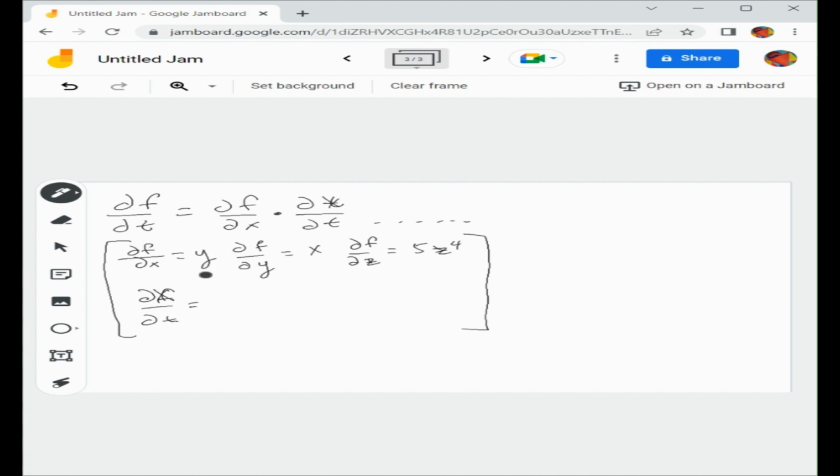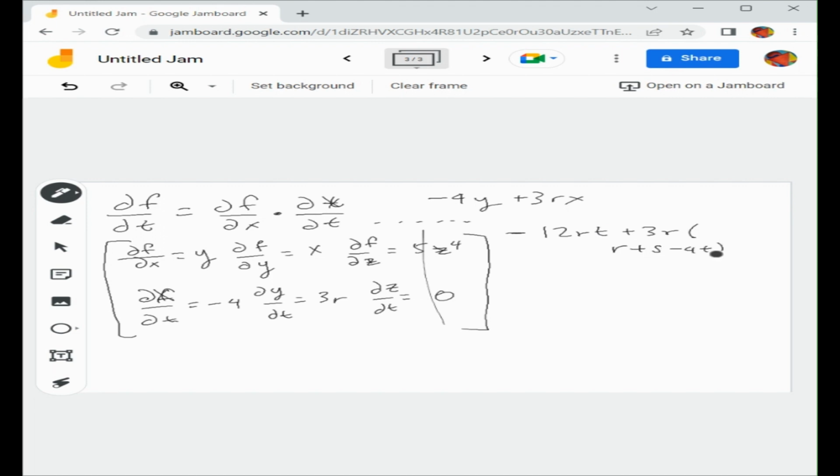So now we're doing dx/dt, and then over here we're doing dy/dt, then over here dz/dt, which equals something. dx/dt is -4. Over here we have, what is this? 3rt, I think. 3r. Okay, 3r apparently. And then over here we have 0 again. So we just delete that. And then we do -4y plus 3rx, which is -12rt plus 3r times something over here, which is r plus s minus 4t.